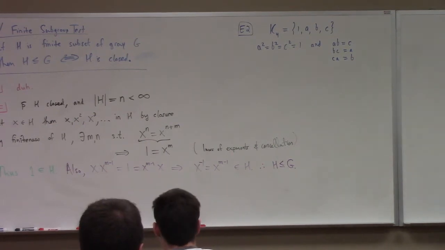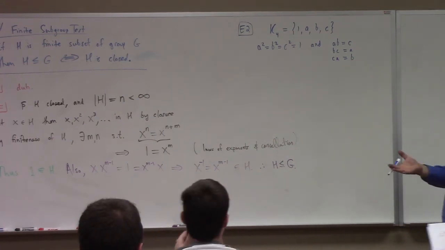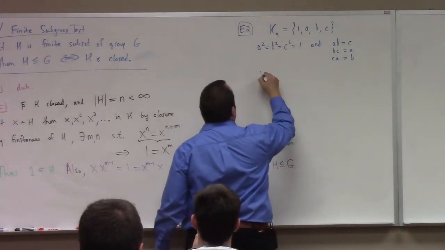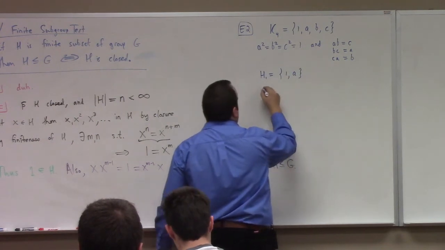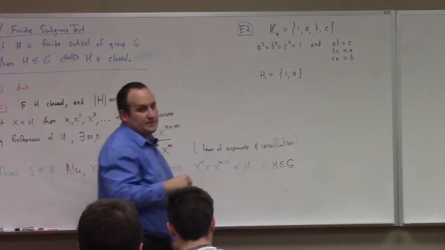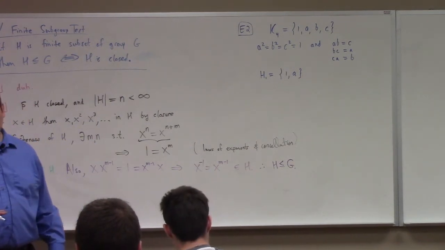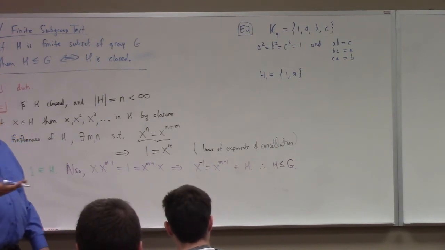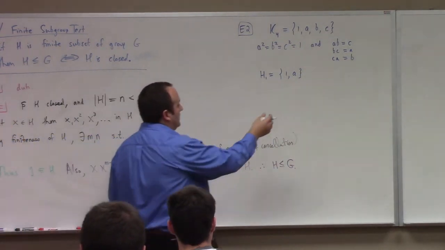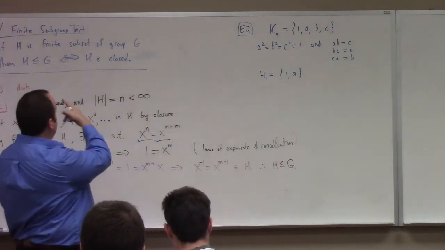So with the finite subgroup test theorem, this is kind of dumb. It's easy to see these are subgroups anyway. But certainly, we could take H1 equal to the set containing 1, A. Why is this a subgroup? Well, it's a subset of K4, which we argued was a group last time. It's closed because A times A is 1 again. So there you go. By this theorem, subgroup.